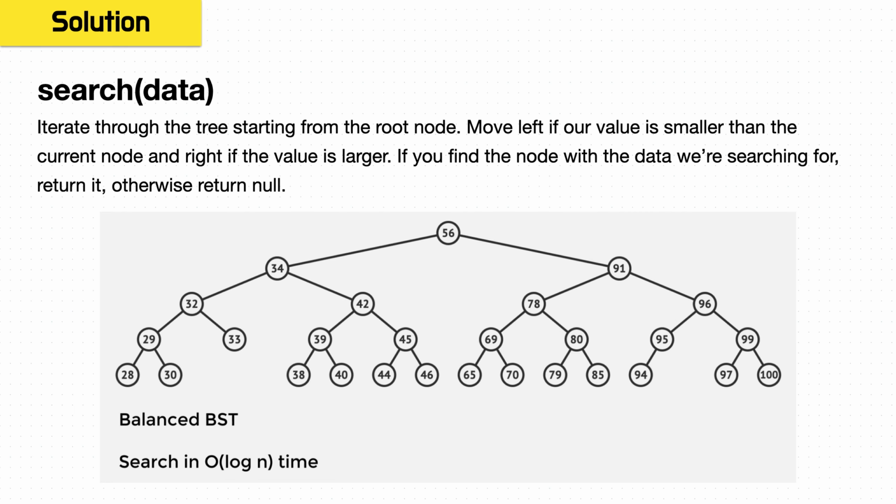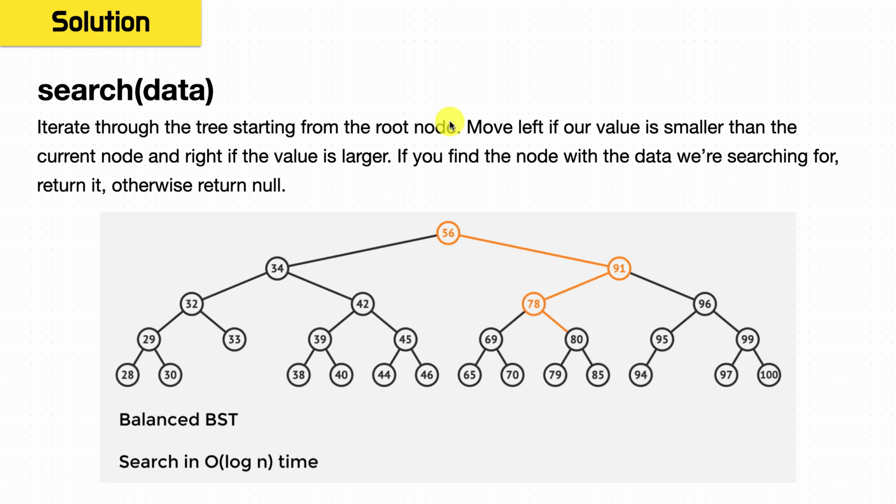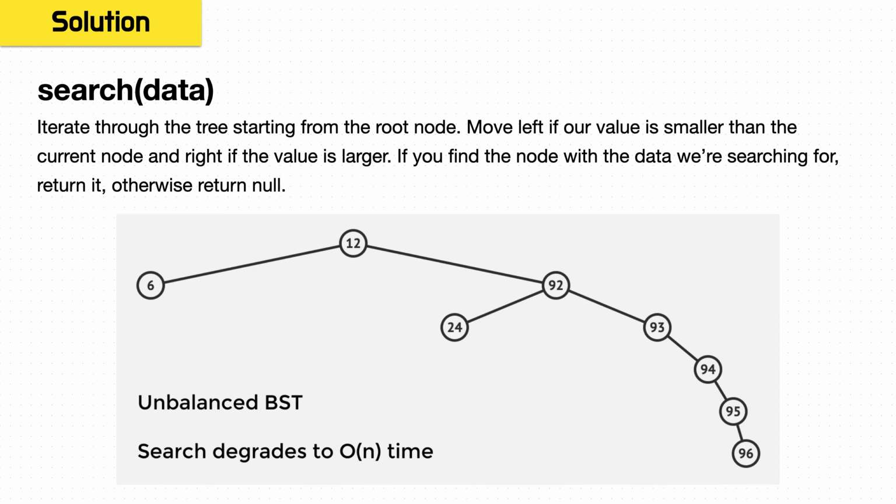For our search method, we perform a similar iteration. When we're looking for the node, we go left if it's smaller, and we go right if it's larger. If we find the value, we return it. Otherwise, if we hit a leaf, we return null. If our tree is balanced, then this will occur in O of log n time. If it's not balanced, well then it occurs in O of n time, linear time. That's because when you're making these moves left and right, when it's balanced, you'll cut out roughly half of the tree. When it's unbalanced, then it degrades to needing to iterate through all n items.